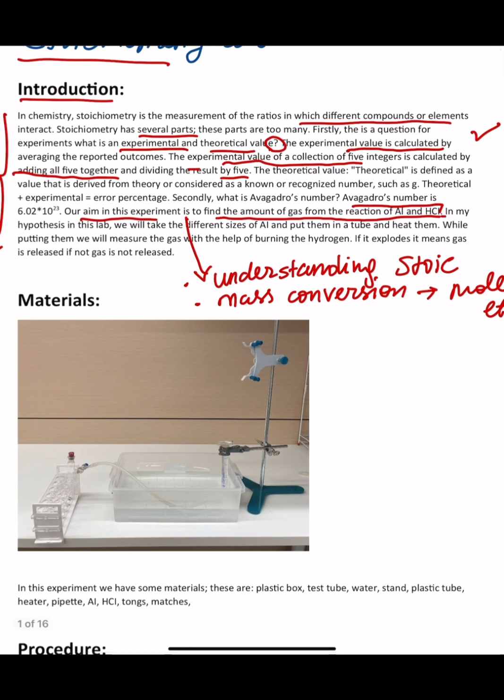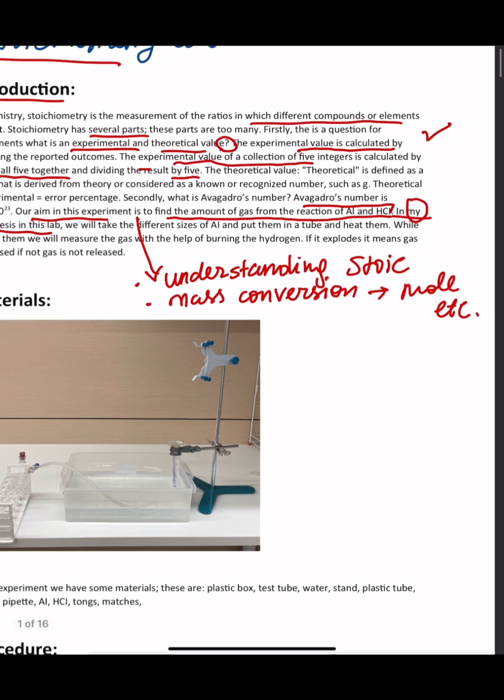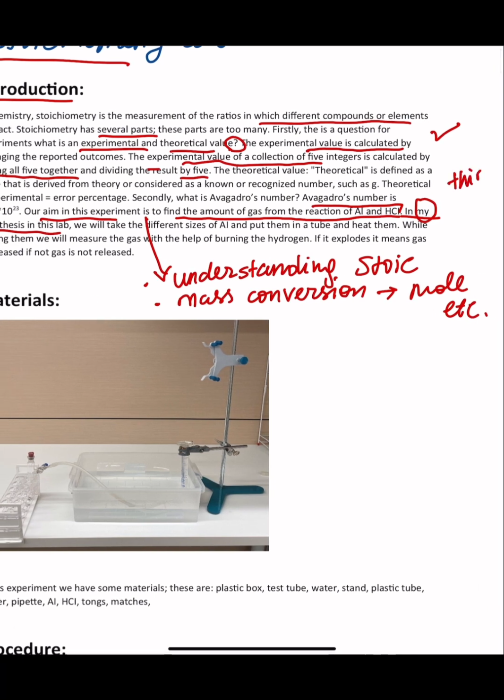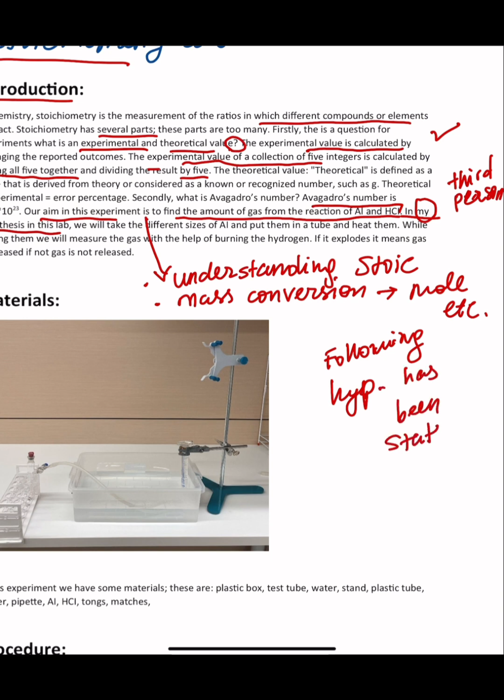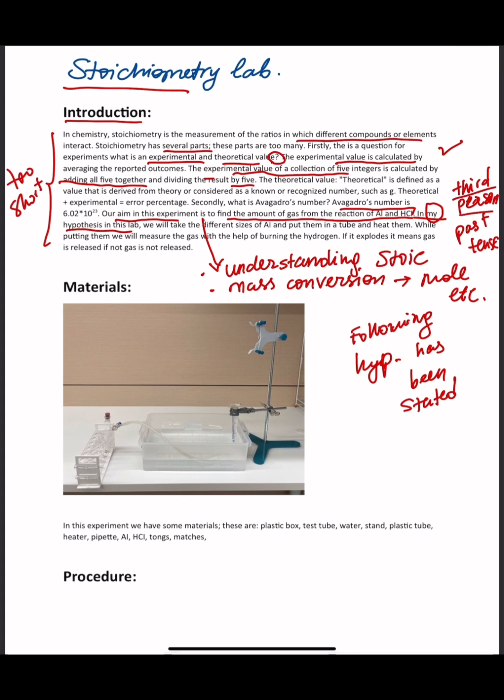And in my hypothesis, again, you shouldn't start with "my". You should go from a third person perspective. You should say "the following hypothesis has been stated". You need to write in past tense and passive voice, from the third person perspective.